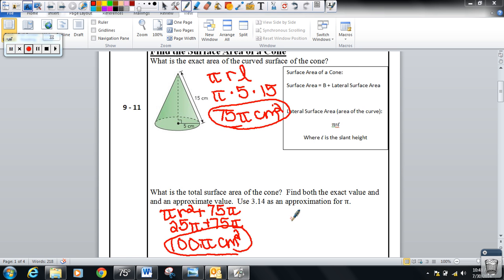For my approximate one then, I will take that 3.14 and replace the pi with it. So 100 times 3.14 is equal to 314 square centimeters. Remember, this one's approximate. It does usually mean more to us because we know what 314 is. Sometimes it's harder to know the exact amount when it's left in terms of pi.